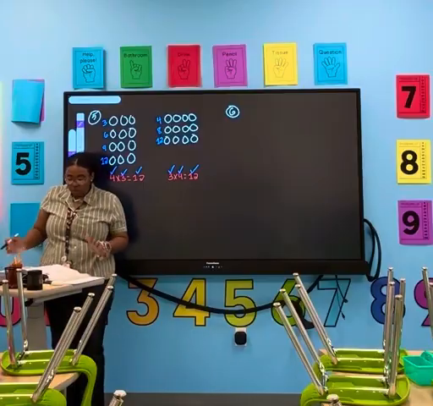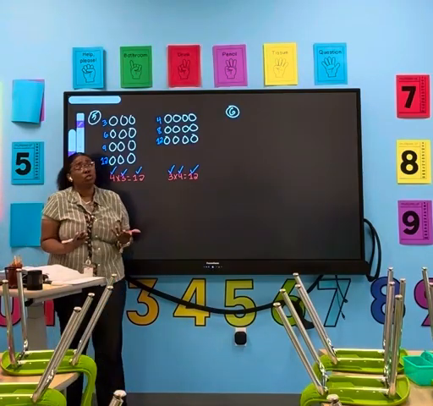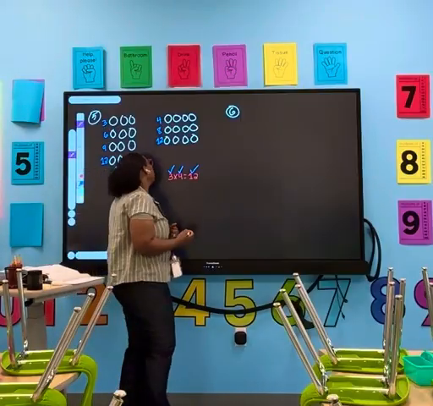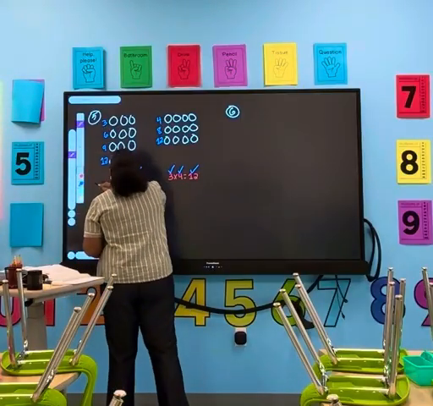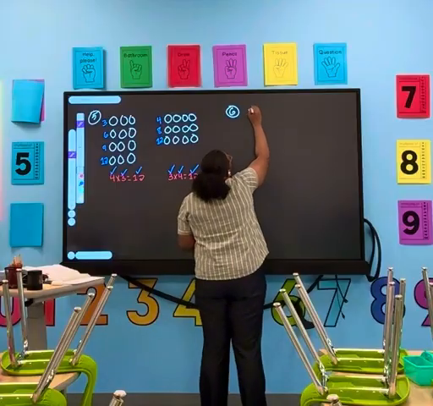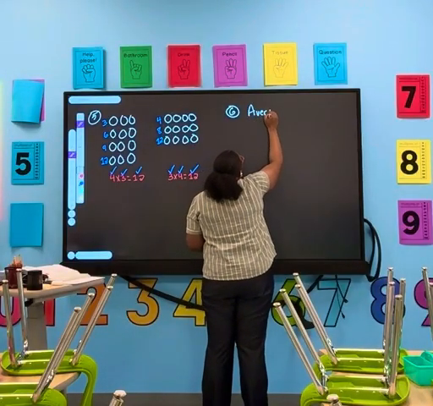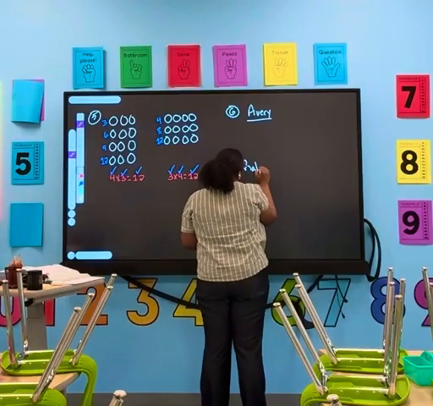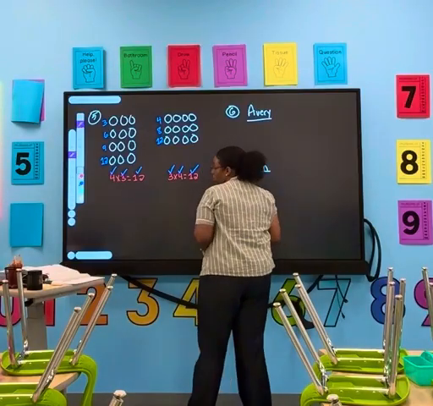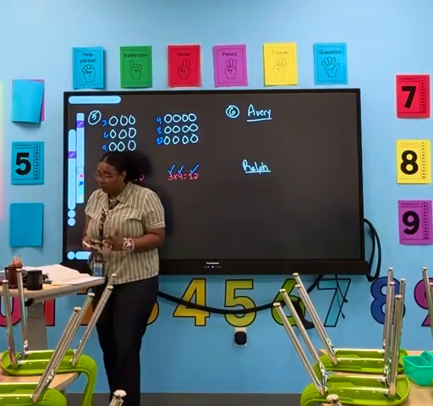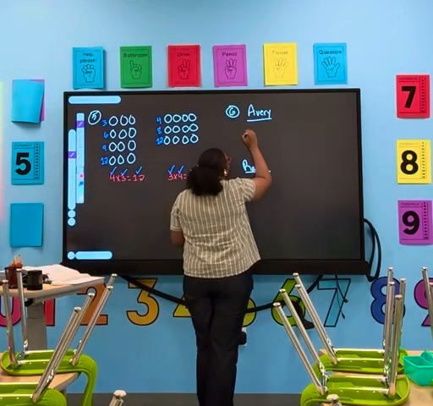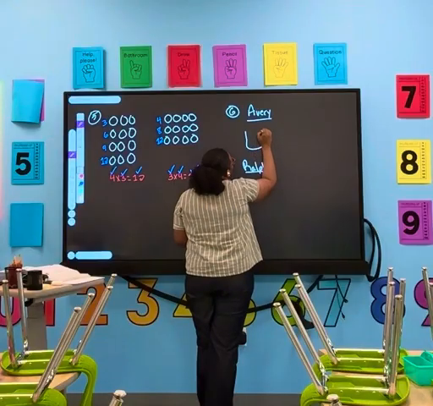Okay, so let's start off. We have 2 people. We have Avery and then we have Ralph. So let's write the people that we have. So I have Avery and then I have Ralph. All right, so they told me that Avery has 3 baskets. Okay, let's draw Avery's 3 baskets.